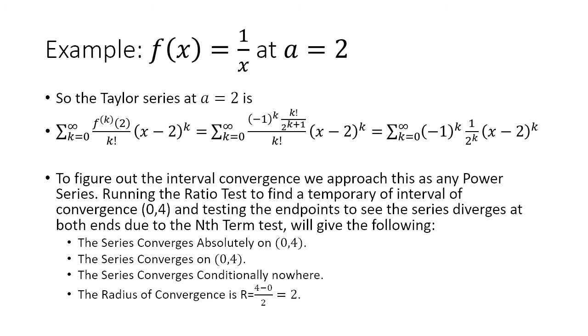Some people say for this kind of a problem that we're looking for the power series of 1 over x centered at a equals 2. And the reason is because this a number will always be the exact center of your interval of absolute convergence. Notice 2 is exactly in the middle of 0 and 4.